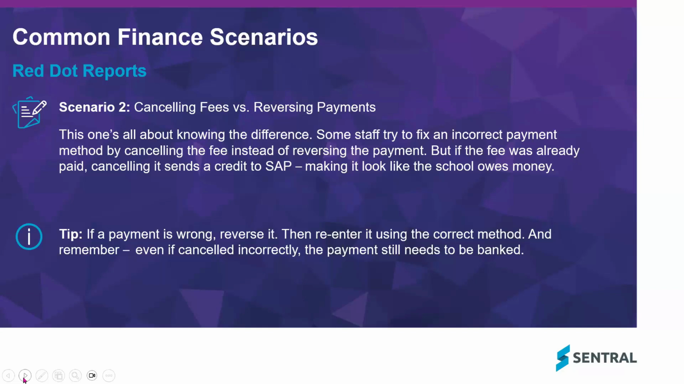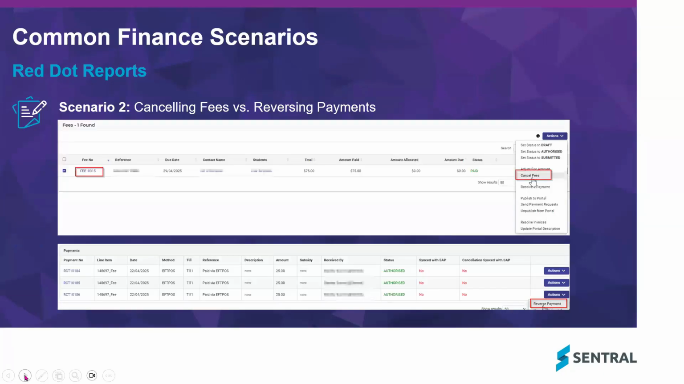So the tip that our team is providing is if a payment is wrong, reverse it. Then re-enter using the correct method. And remember, even if cancelled incorrectly, the payment still needs to be banked. And here's what it looks like within the Central system. So you'll see that there's the fee and how to cancel the fees over on the menu on the right-hand side.